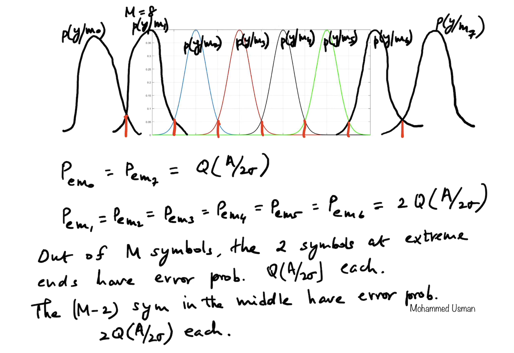Okay, so we are going to use this fact in finding the average error probability for any value of m. So we have two symbols which will have error probability of q, and in the middle we have m minus 2 symbols with error probability 2q. So with this information, we will now write the expression for the average error probability.